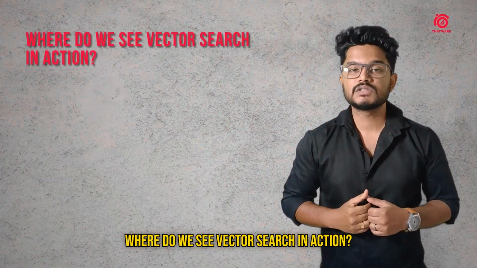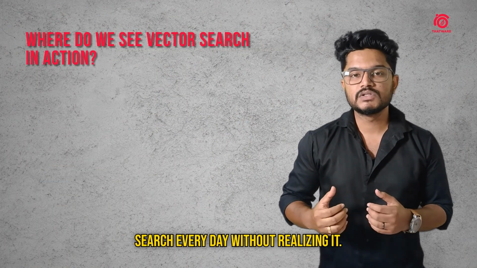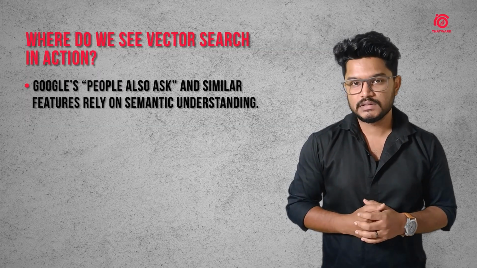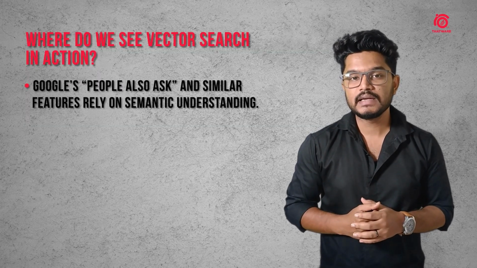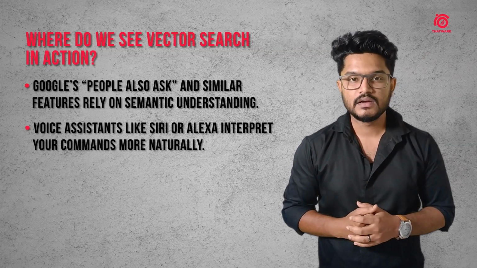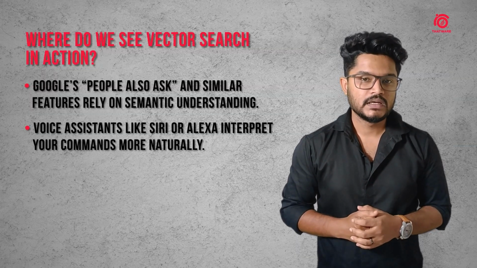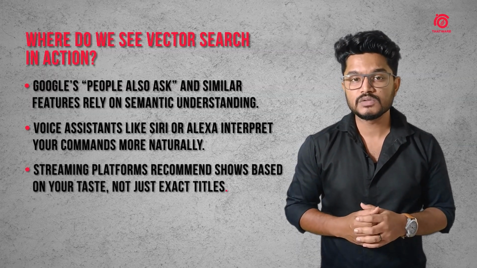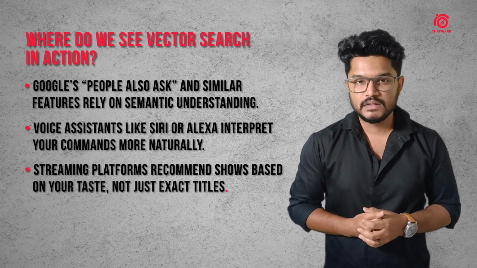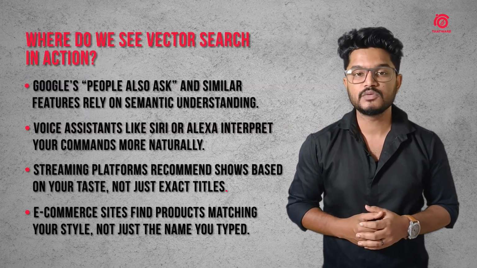Where do we see vector search in action? You probably interact with vector-based search every day without realizing it. Google's People Also Ask and similar features rely on semantic understanding. Voice assistants like Siri or Alexa interpret your commands more naturally. Streaming platforms recommend shows based on your taste, not just exact titles. E-commerce sites find products matching your style, not just the name you typed.